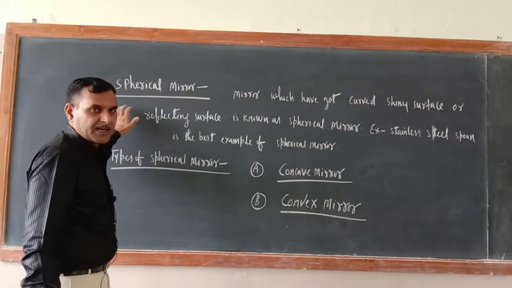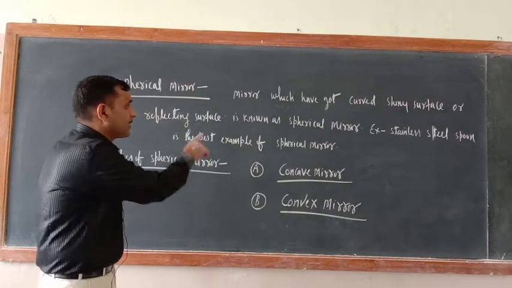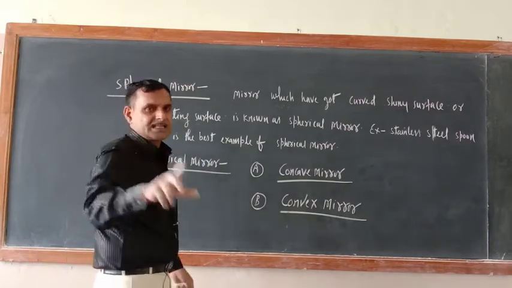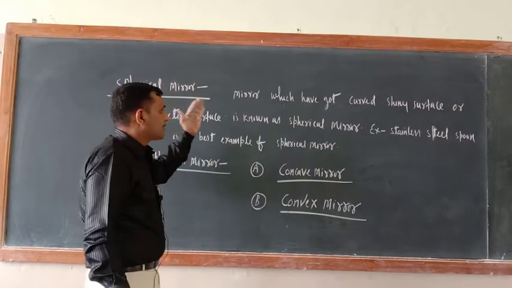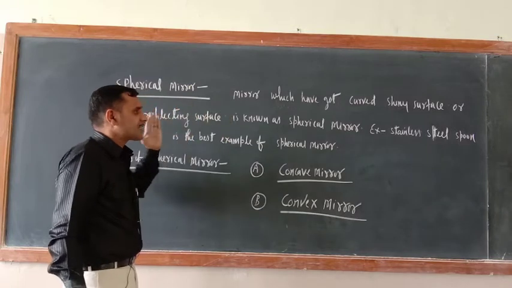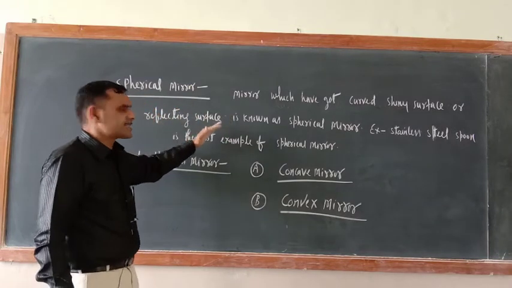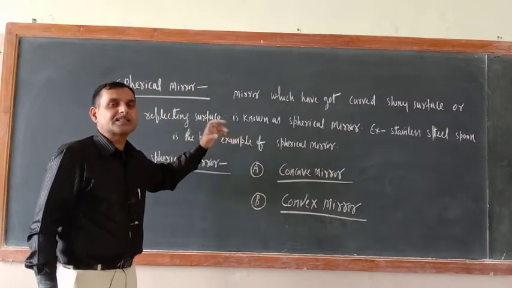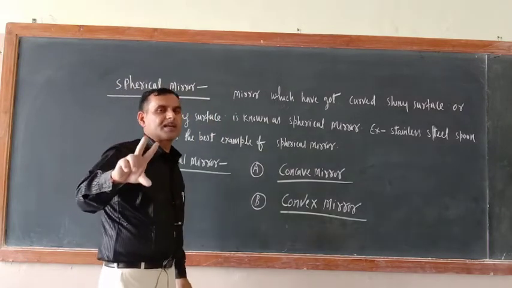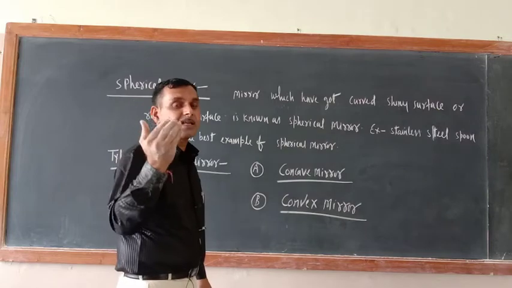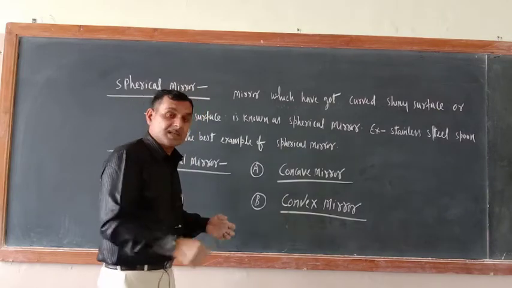Okay. So what are the spherical mirror? The mirror which have got curved shiny surface. Curved shiny surface means reflecting surface. So the mirror which have got curved shiny surface or reflecting surface, that is known as spherical mirror. The best example of spherical mirror is stainless steel spoon.